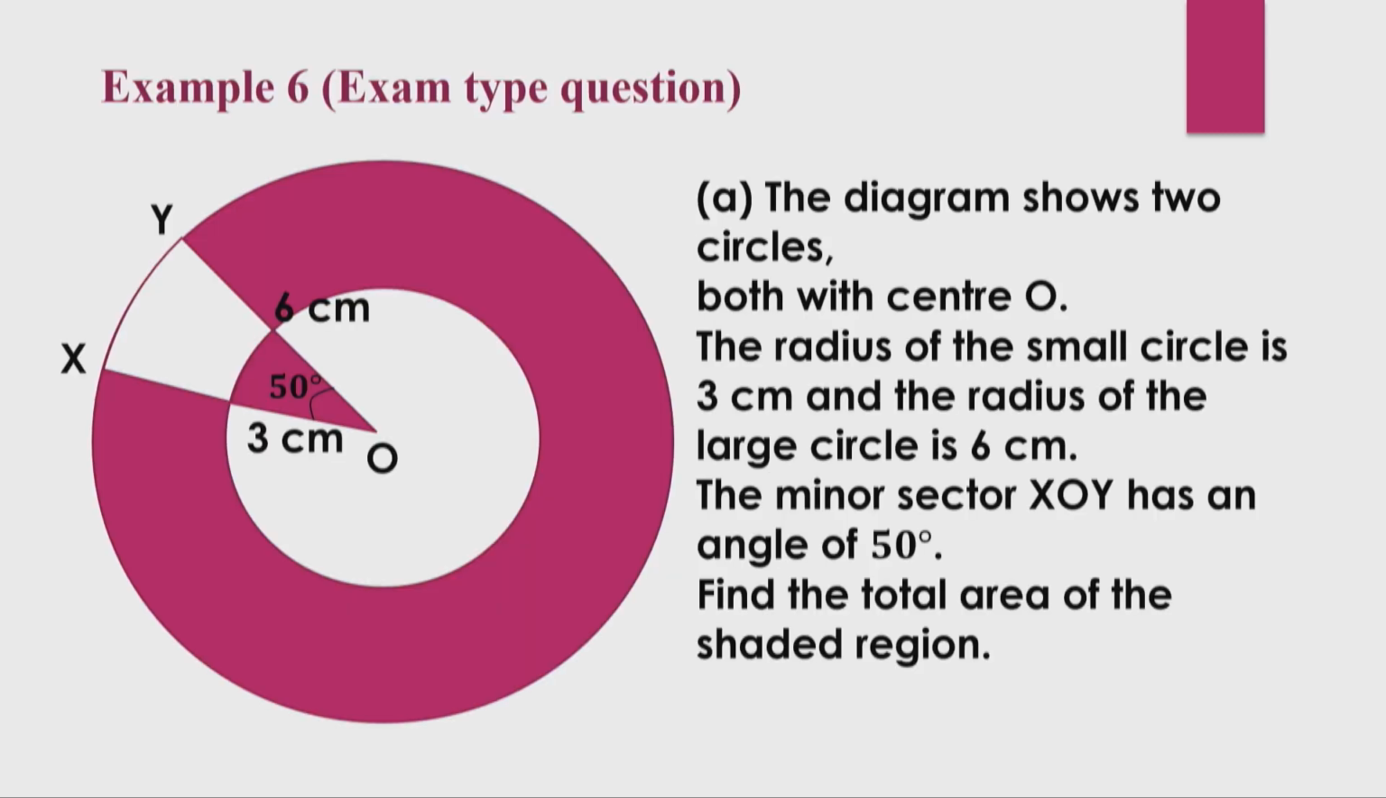Next example. The diagram shows two circles, both with center O. The radius of the small circle is 3 centimeters and the radius of the large circle is 6 centimeters. The minor sector XOY has an angle of 50 degrees. Find the total area of the shaded region.